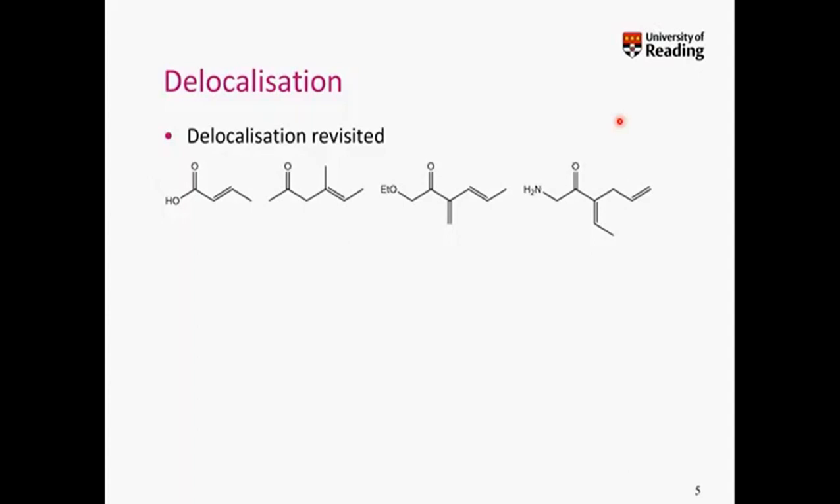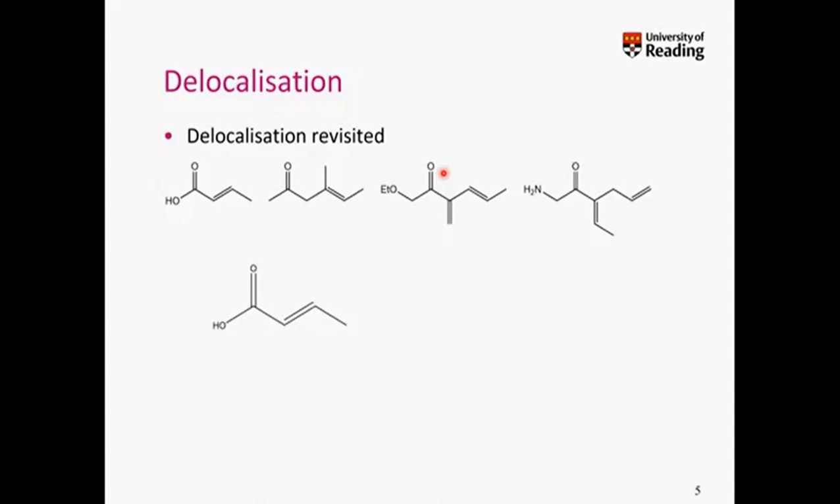So here I've given you a couple of examples of various pi-containing molecules. So we've got various combinations of pi electrons, double bonds within this molecule. And I just want you to remind yourself, what does delocalization mean? Okay, so delocalization is where we can take those pi electrons and spread them across more than just one double bond.